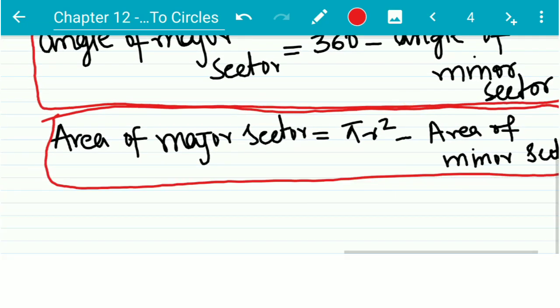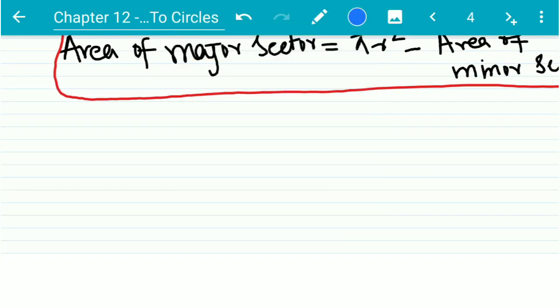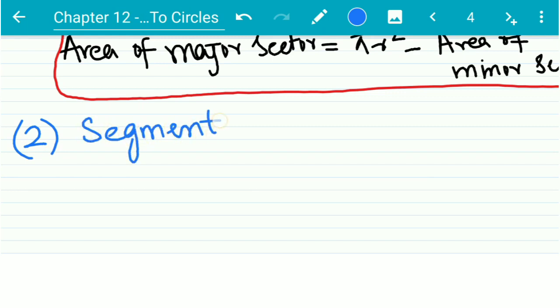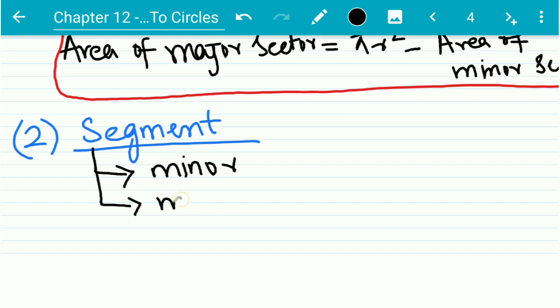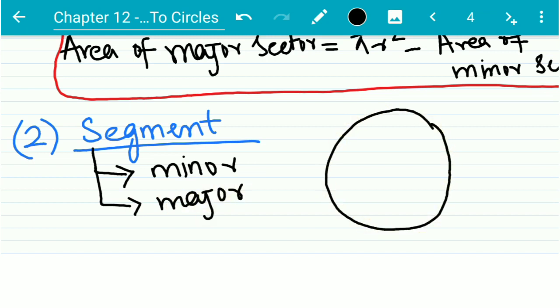Now coming to the segment. So write the second one, segment. We learned what is sector, now it is segment. Okay. So for segment also, you have minor segment and major segment. So we'll see what a segment is. Suppose this is a circle with center O. From any part of the circle, if there is a line like this, this line is what you call a chord.